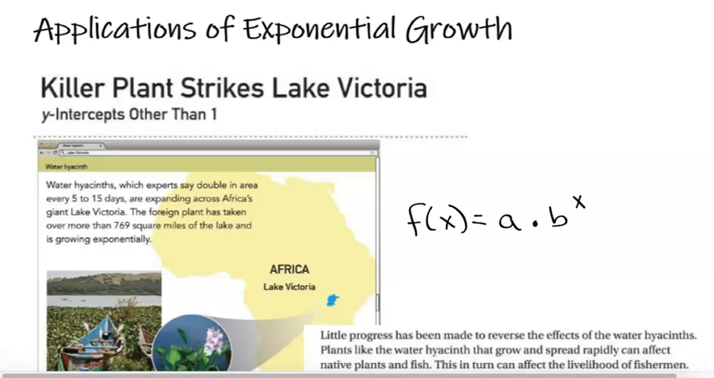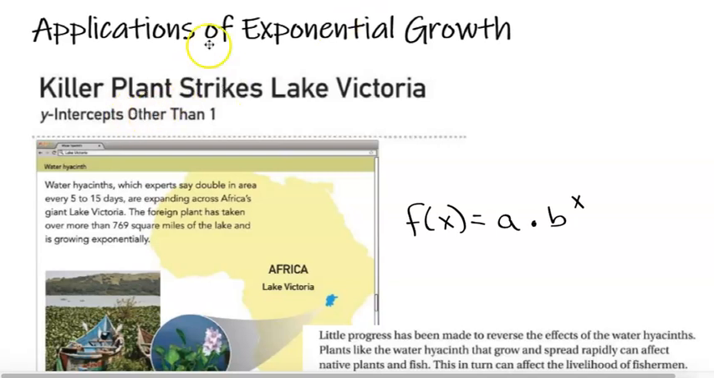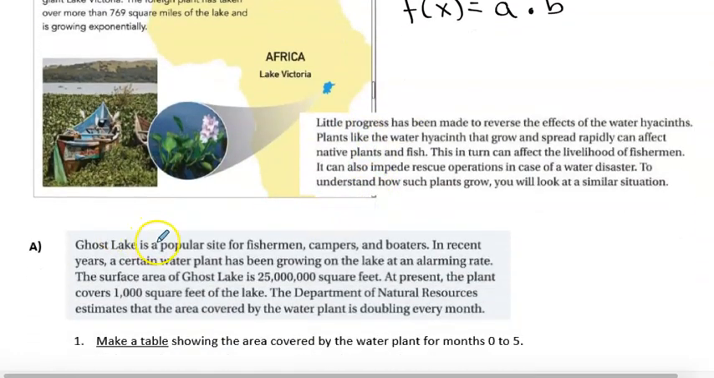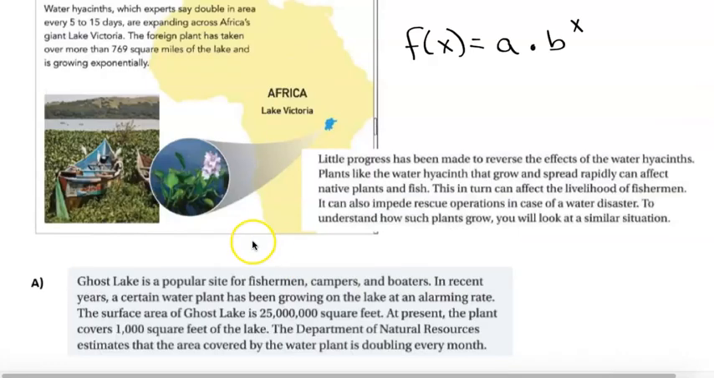3.2 applications of growth. All right, we got the killer plant here. Strikes Lake Victoria. Poor Victoria. Sorry about that. All right, here's Lake Victoria on the map, and let's see what's going on here. So we have this lake, this ghost lake. So read this blurb. Take a minute and read this to yourself. Pause the video, all that good stuff.